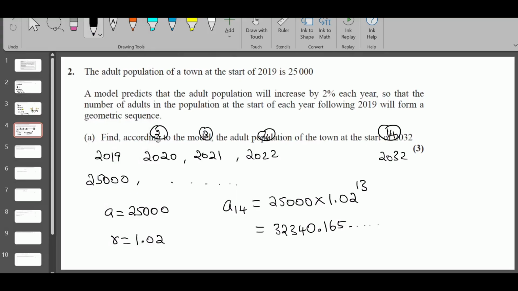So we are talking about number of people here, so just remove the decimal and write it as 32340. That's all. Part B now.